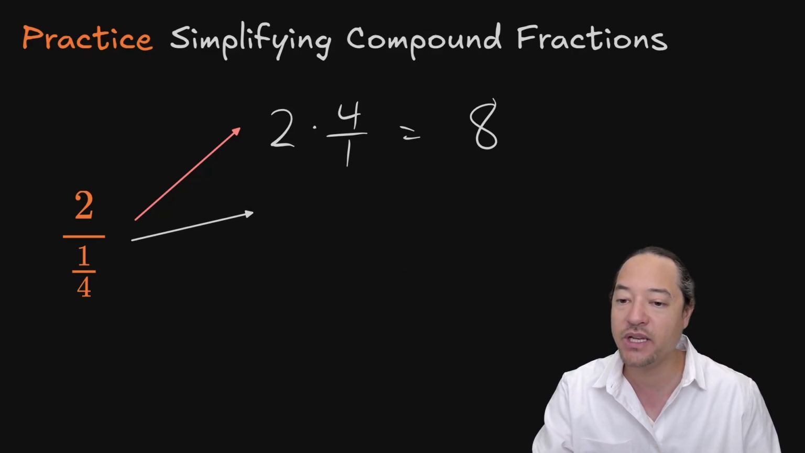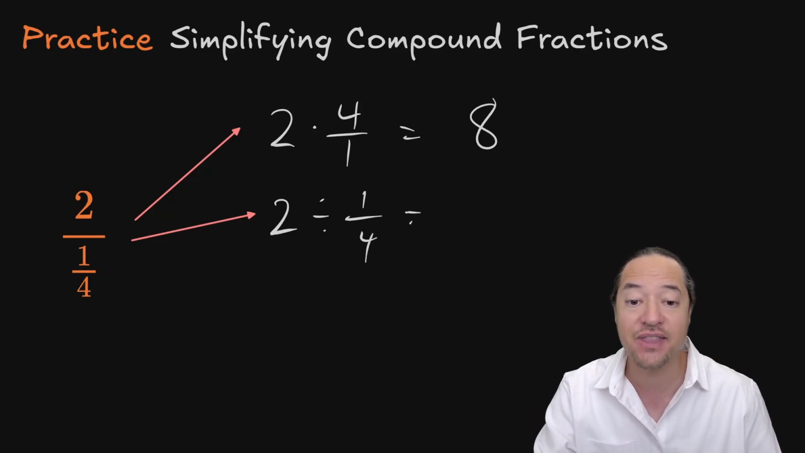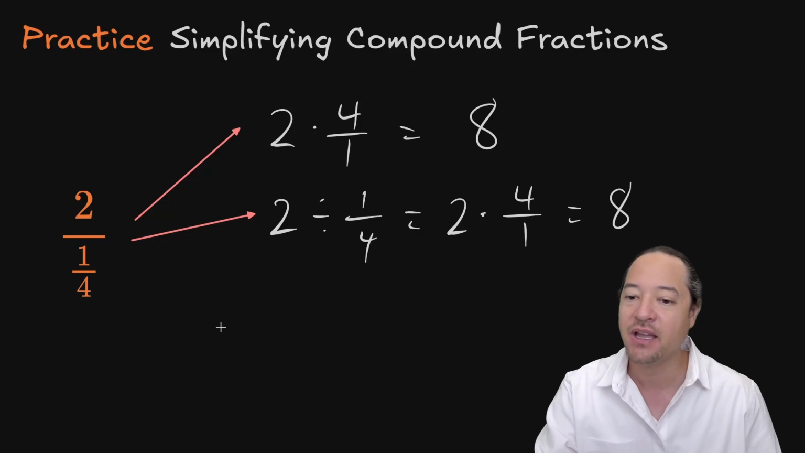The second way we can do this is to think of this as 2 divided by 1/4, right? That's what this fraction represents. And this is the same as then 2 times the reciprocal, which would be 4 over 1. And here we get our 8 once again.